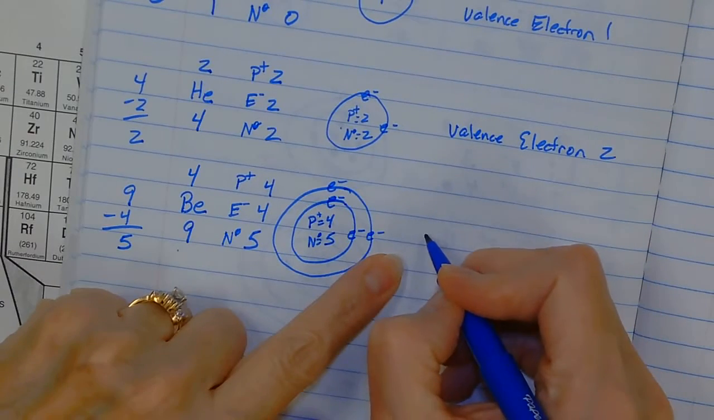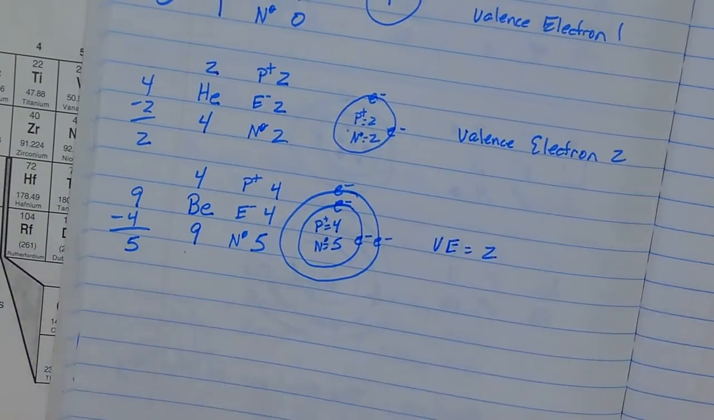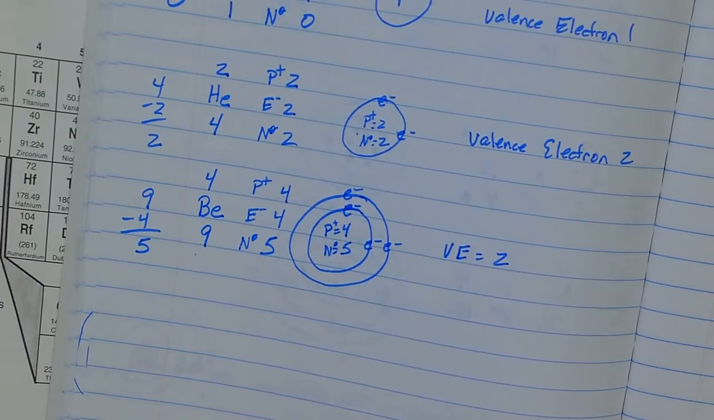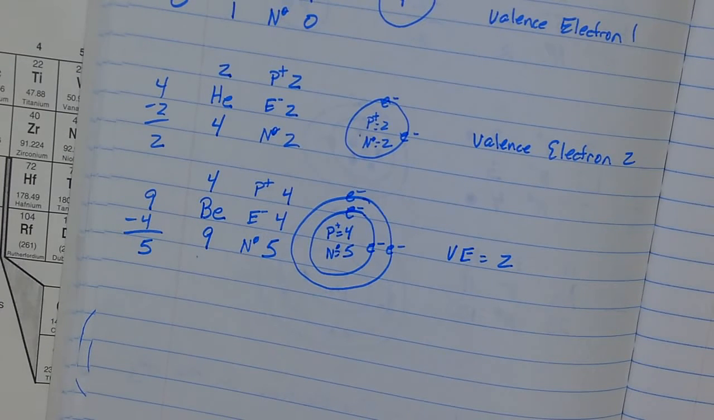So it has valence electrons. I'm just going to put VE equals 2, the same as helium, but the difference between helium and beryllium is helium is actually full at 2, whereas beryllium is not full at 2. It's just a group number, that's as many as you can have.